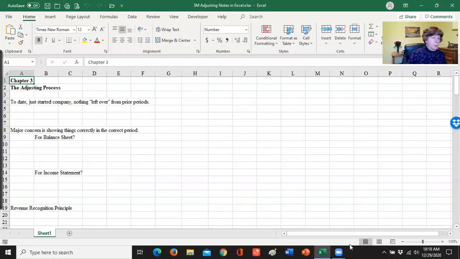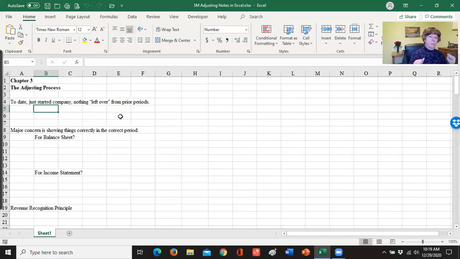For chapter 3, there's a lot of journal entries, so I'm going to try that using Excel. The adjusting process is something you have to do at the end of a particular period, because while we make our journal entries as each transaction occurs, at the end of the period, some things aren't exactly right, because we want to make sure that what we did in 2020 shows up in 2020. What we do in 2021 shows up in 2021.